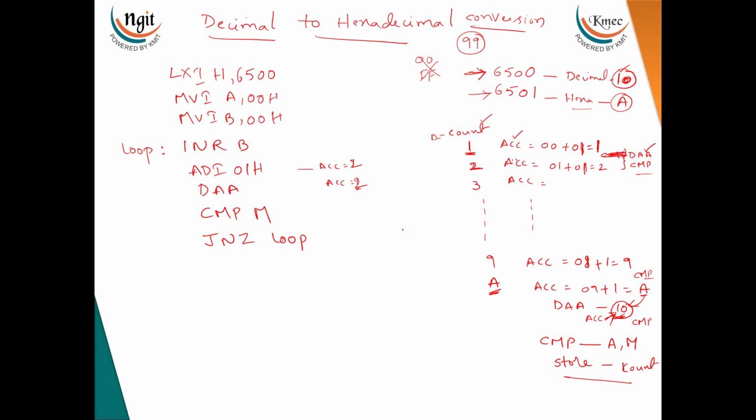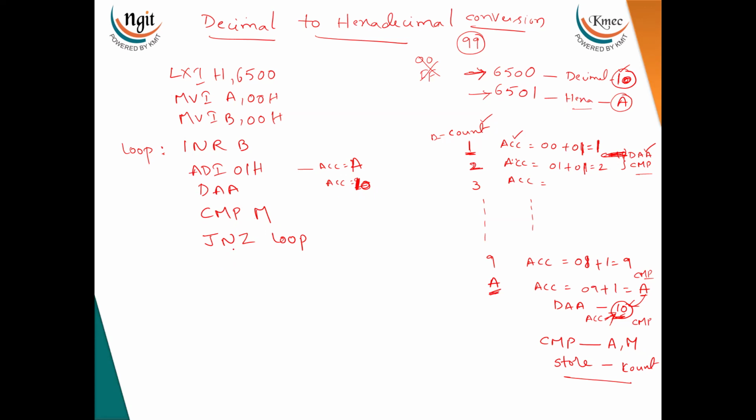And once the accumulator value is 10, after the DAA instruction the accumulator value is again 10, and if this 10 is compared with the decimal value and both are matching, now we need to stop adding the 1 to the accumulator. Means we come out from the loop. Both are matching, means the zero flag sets, thereby it will come out from the loop.